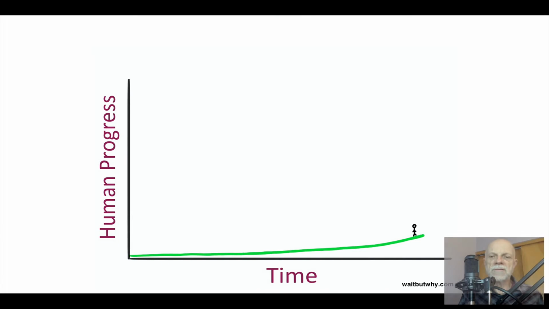If we were to graph this out, this is from a great site called Wait But Why. We have human progress versus time. You can see there's this little exponential growth here, and we're there, that little stick man, kind of on the edge of it. If we were to look there and try to project out, we'd probably think the slope would be pretty similar. So the next 50 years should be pretty similar to what the last 50 years of progress has been.